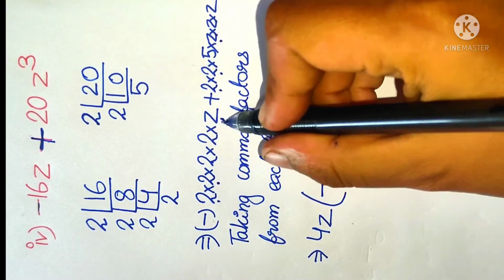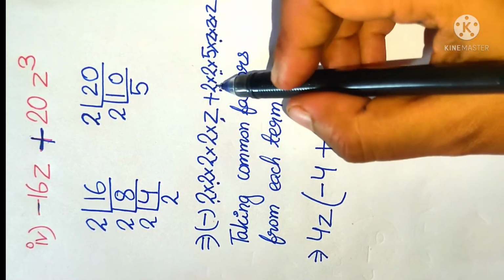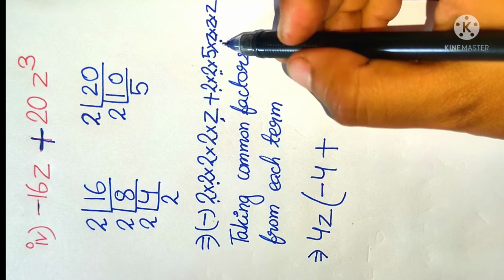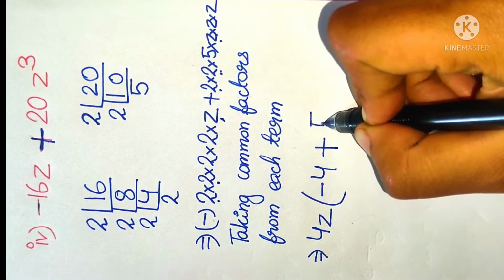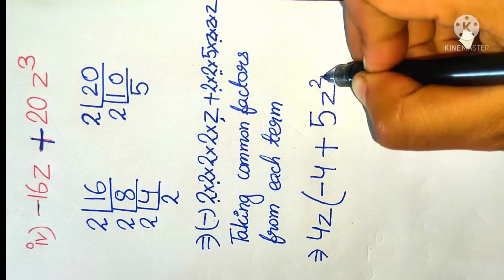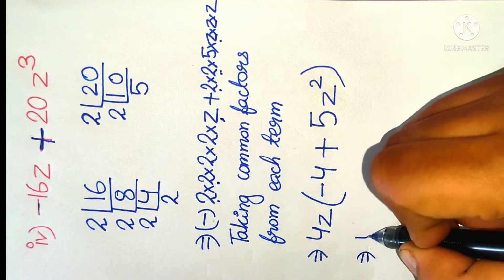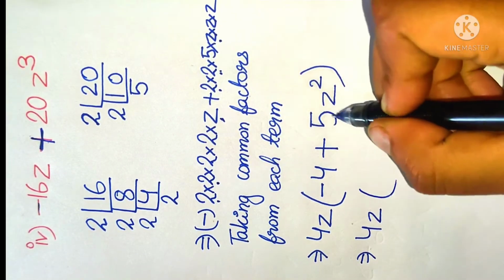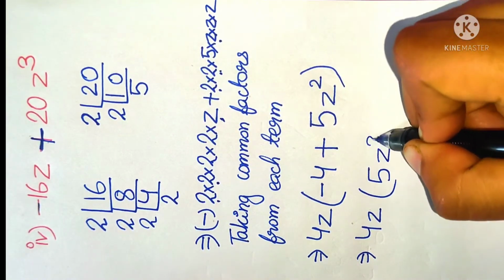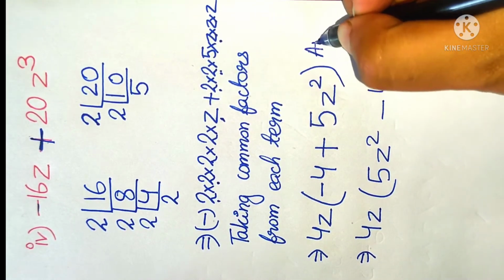We have taken this z, so we will start with the separator. We will write plus as it is. We have taken this 2 and z here. So we are left with 5, that is the constant, and we are left with 2z, that is z square. So this is our final answer. This can also be written as 4z, and within the bracket 5z square, and this minus, if you write here, minus 4. This can be written, okay.